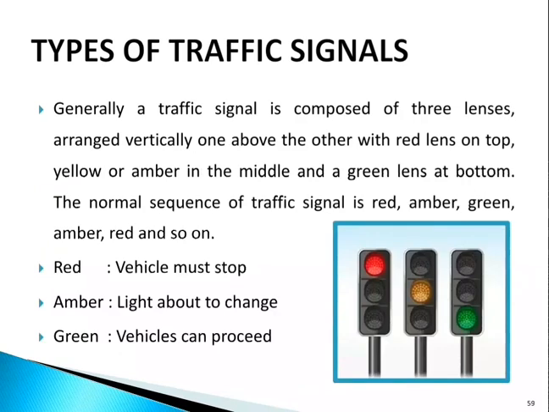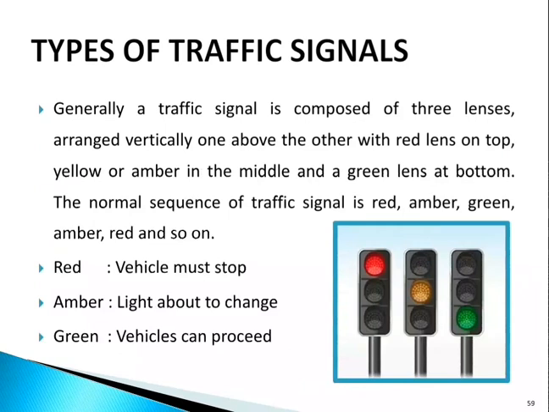Generally, a traffic signal is composed of three lenses arranged vertically one above the other with red lens on top, yellow or amber in the middle, and a green lens at bottom. The normal sequence of traffic signal is red, amber, green, amber, red, and so on.